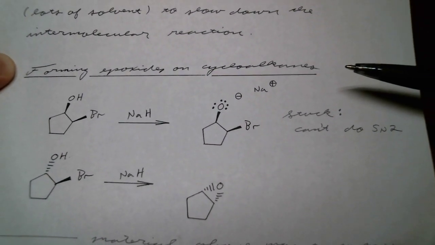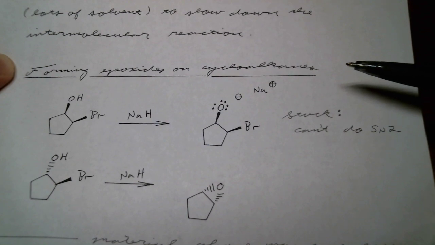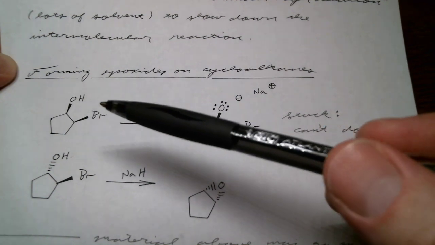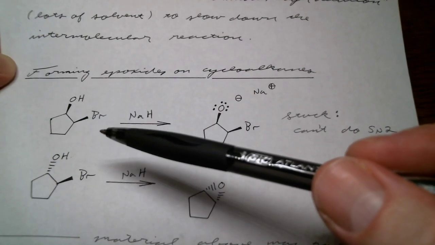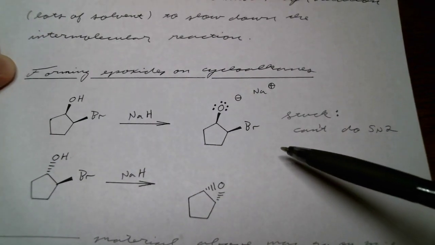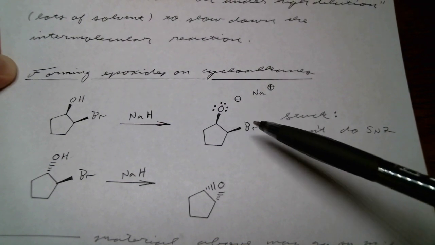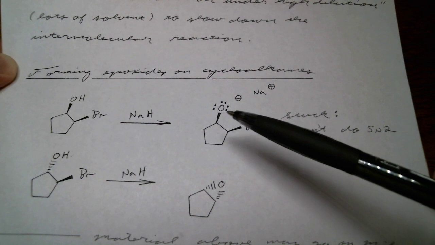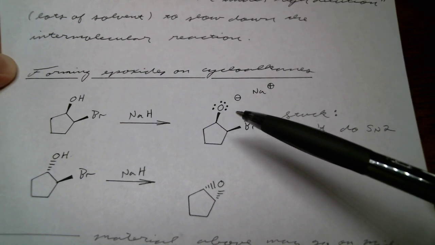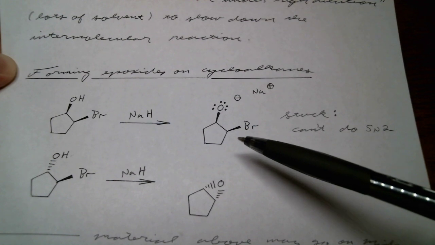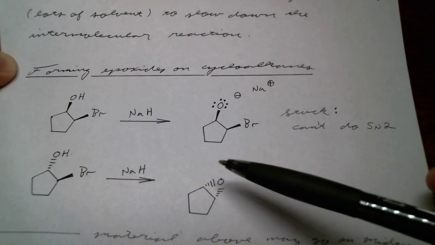We could think about forming epoxides on cycloalkanes. If we have the hydroxyl group and our leaving group cis, it's a slow process. It's kind of stuck. It can't do SN2. Why? Because SN2 prefers a backside attack. It would be difficult for this oxygen nucleophile to reach around on the backside to kick out this leaving group.